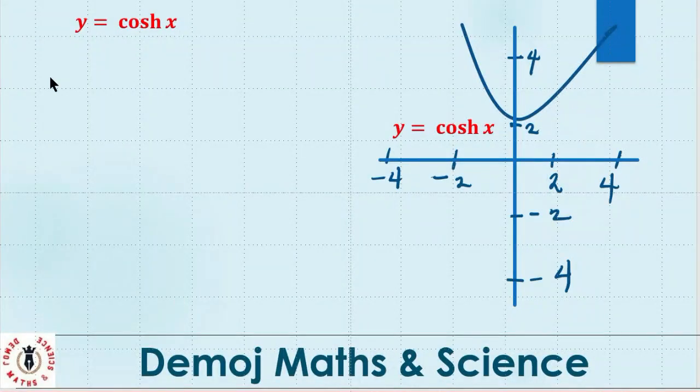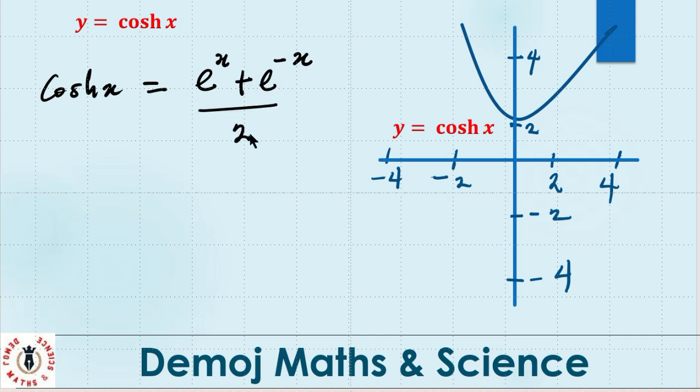Now to see the graphs of hyperbolic functions, the first we'll be looking at is y equals cosh x. Remember that in our last lesson, we said that cosh x, the hyperbolic cos of x, is the same thing as e raised to power x plus e raised to power minus x, over 2.